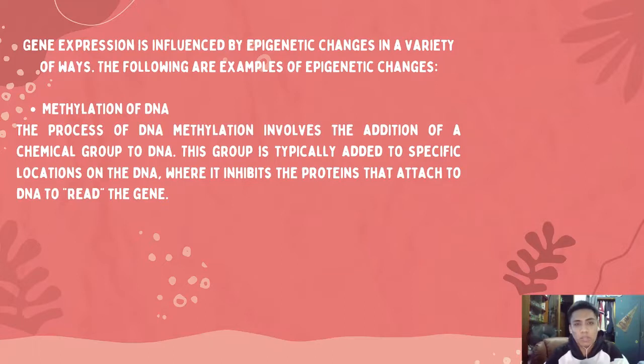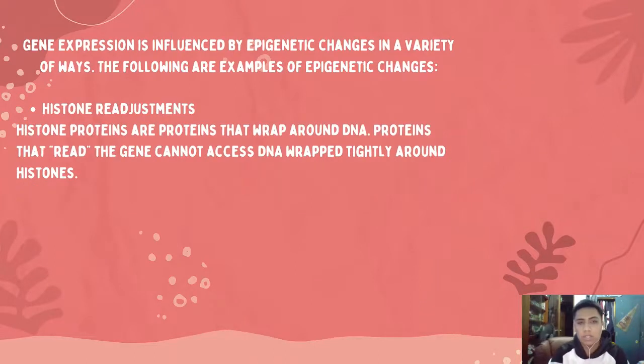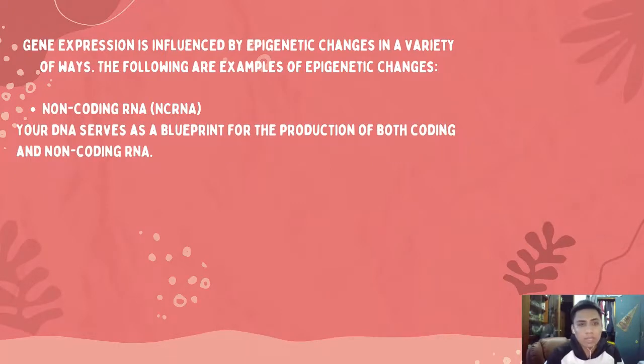Gene expression is influenced by epigenetic changes in a variety of ways. The following are examples of epigenetic changes, like methylation of DNA. The process of DNA methylation involves the addition of a chemical group to DNA. It is typically added to specific locations on the DNA, where it inhibits the proteins that are attached to the DNA from reading the gene. Next is histone modification. Histones are proteins that wrap around DNA. Proteins that read the gene cannot access DNA wrapped tightly around histones. Lastly, non-coding RNA, ncRNA. Your DNA serves as a blueprint for the production of both coding and non-coding RNA.